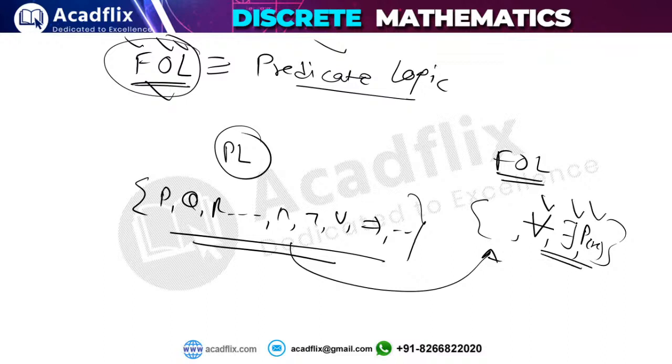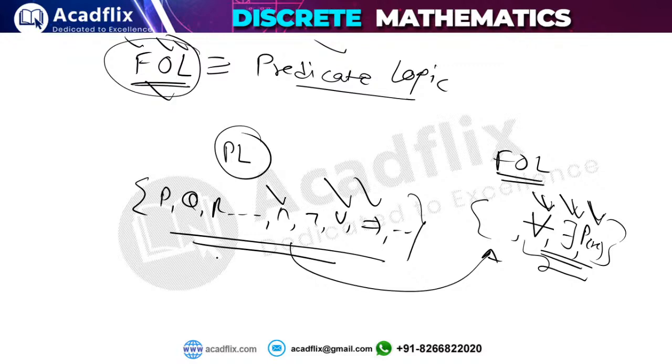I am going to talk about them. What are these facilities? Just like we talked about conjunction, disjunction, and implication, we will talk about these additional facilities that we have in first order logic. So it makes first order logic more powerful.